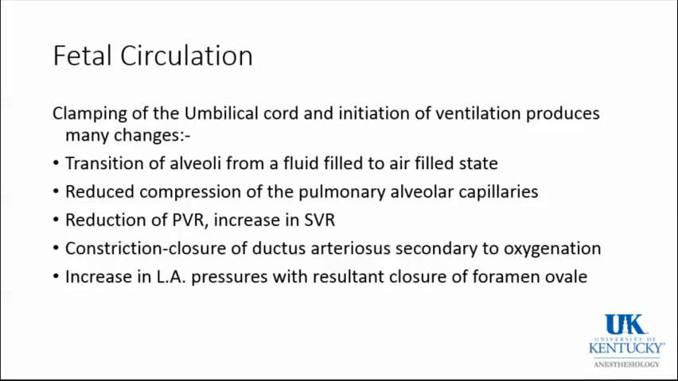So what happens following birth? The umbilical cord is clamped, and then the child takes its first breath. When this happens, the alveoli, which are fluid-filled, are now filled with air. It decreases the pulmonary vascular resistance, and then the systemic vascular resistance goes up because the cord is clamped now. And then, of course, the ductus arteriosus closes, and increase in the left atrial pressures causes closure of the foramen ovale too.